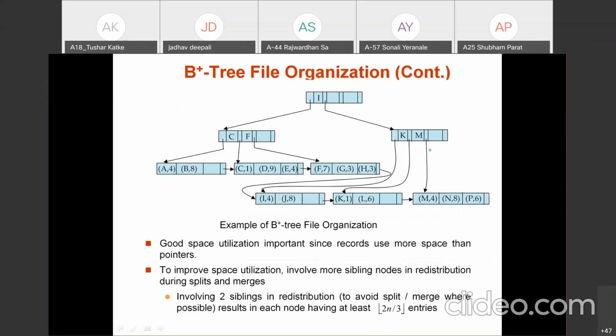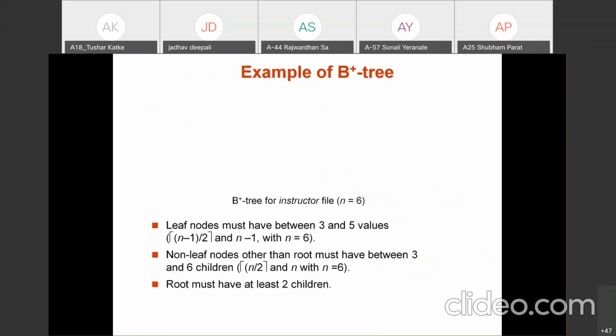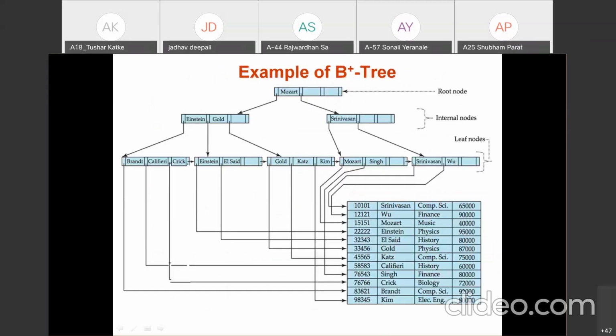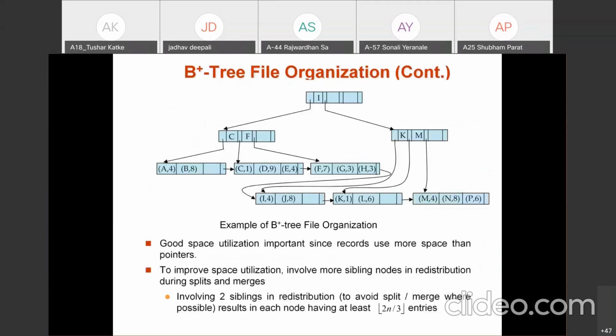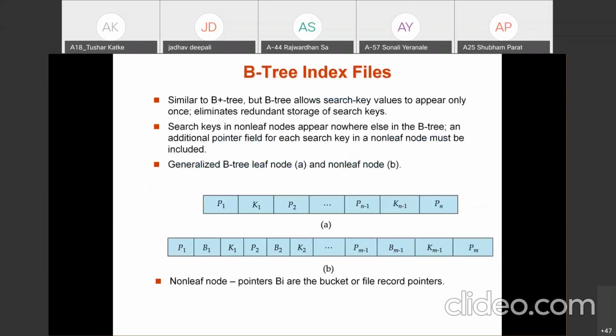Here you can observe that there is a redundant storage of search keys in the B plus tree. Mozart appears here, and it also appears here. Srinivasan appears here, and it appears here. Einstein appears here, and here. Gold appears here, and here. So if there are hundreds of search key values, a search key value may appear many times. It may appear in the root node, non-leaf nodes, and also in the leaf node.